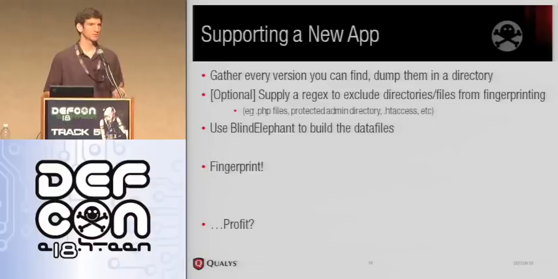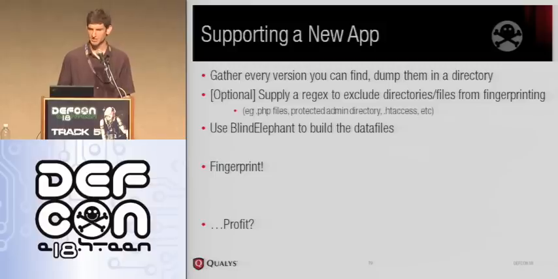Supporting a new application, sort of alluded to this earlier, is dump every possible version you can find into a directory, take the build databases tool and say, go, chew through all these, spit me out 2 data files. You can reduce a couple of gigs of source down to 200K in the fingerprint files. So these are real nice.